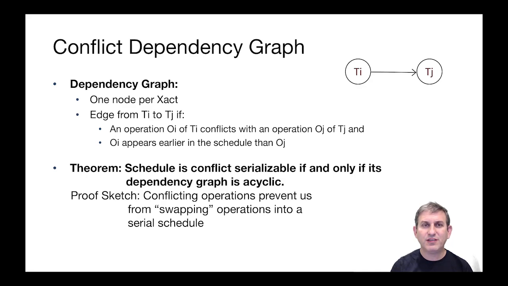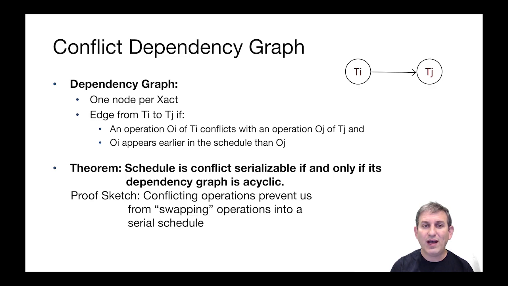As a test for conflict serializability, we're going to construct a data structure called a conflict dependency graph. In this dependency graph, there's going to be one node for every transaction in the system. And there's going to be an edge from transaction Ti to transaction Tj, an ordered edge.